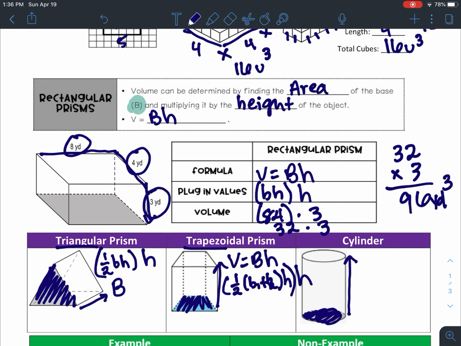Now this one, again, you could use length times width times height, but again, we do want you to get used to the formula with the big B in it, just because that's what you're going to see on STAAR charts. It's what you're going to see in the next few years that you have math.